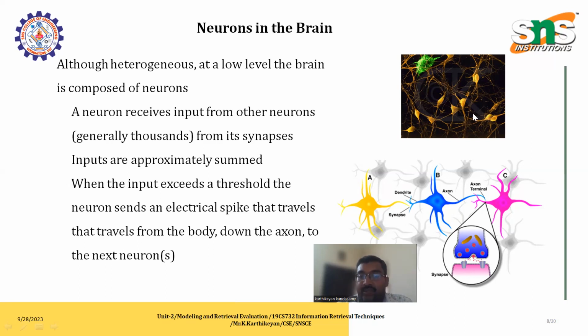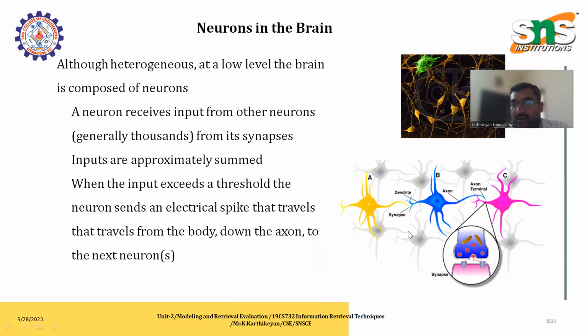For example, this is a neuron structure. This is a synapse. This is a dendrite, an axon terminal, and synapses. Suppose I imagine I have an image, and the neurons can transfer the message through the neurons to my brain.